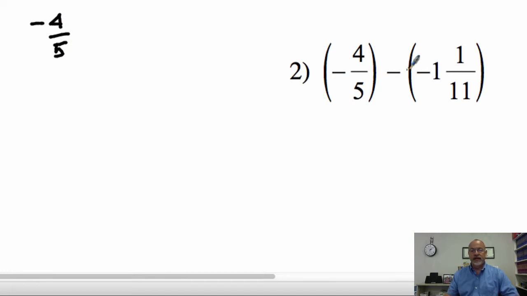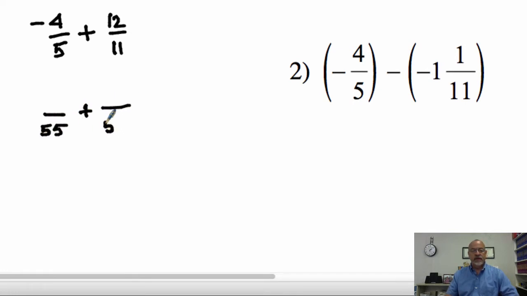And then I'm going to have negative times a negative, which makes that plus now. And then I want to turn this into its improper fraction. So 11 times 1 plus 1 is 12 over 11. I now have my improper fraction form for this. I now need to find a common multiple. The least common multiple in this case is going to be 55.